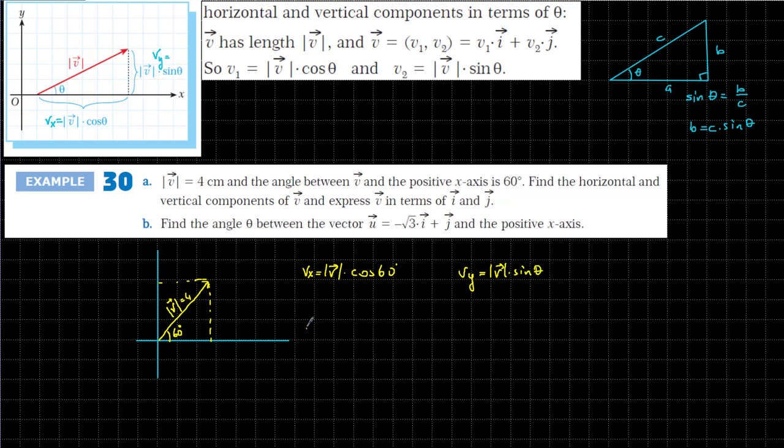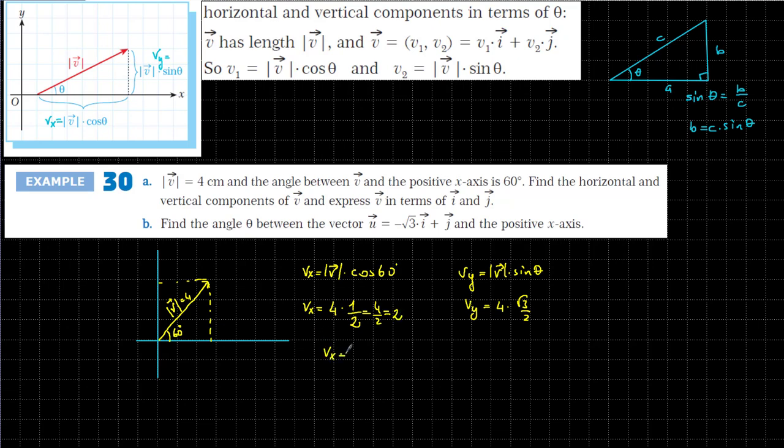Then we are going to write the length of V is equal to 4, and cosine 60 should be equal to 1 over 2. From the trigonometric values we remember this one. So this is Vx, and Vy should be equal to the length of V, which is 4. It's not going to change, and sine 60 is going to be equal to root 3 over 2, which is equal to 4 over 2, and that's equal to 2.